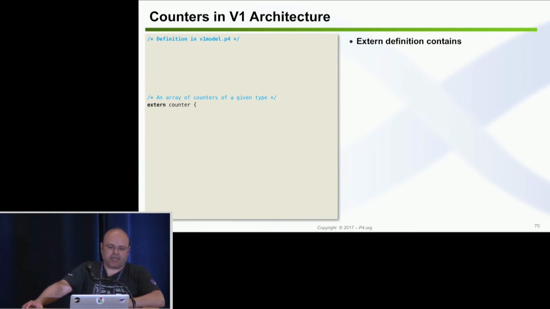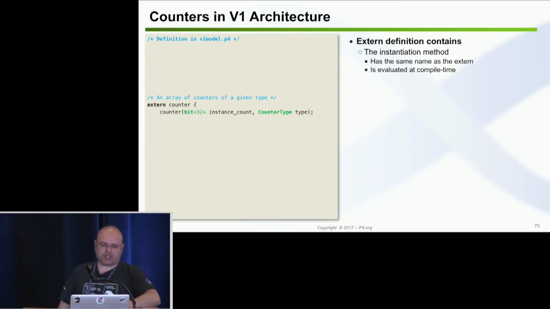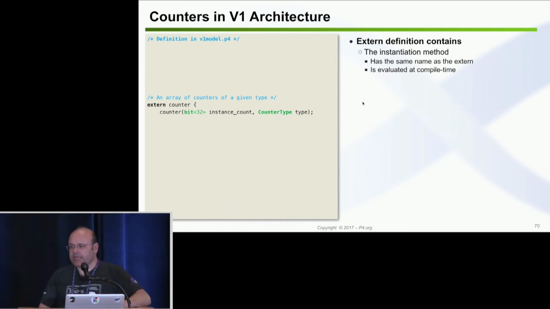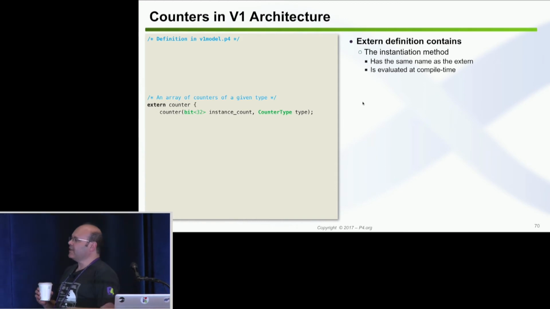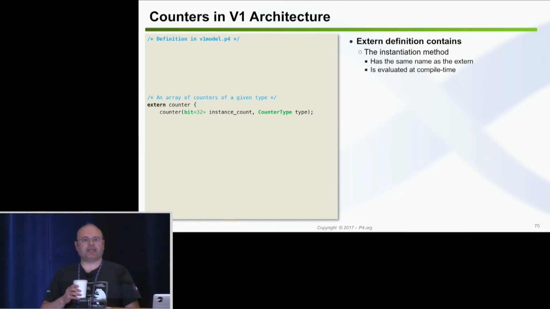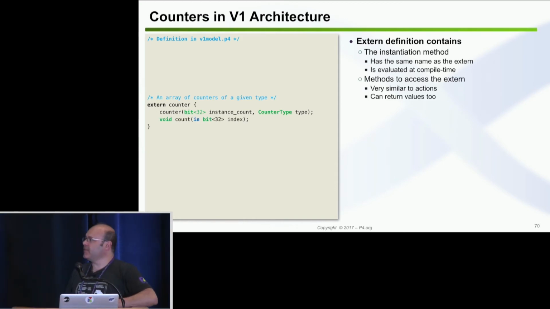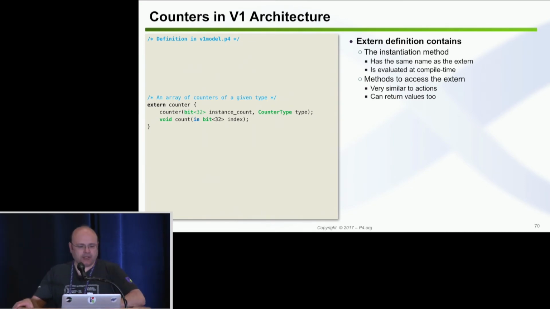The extern definition for counters and for any other extern contains a couple of things. First is the instantiation method. Here, the instantiation method has the same name as the name of the extern, and it can take some parameters. And the way to think about instantiation methods is really as a function that is evaluated at compile time. And the other piece of the extern definition is basically a set of methods that we can use together with this extern.